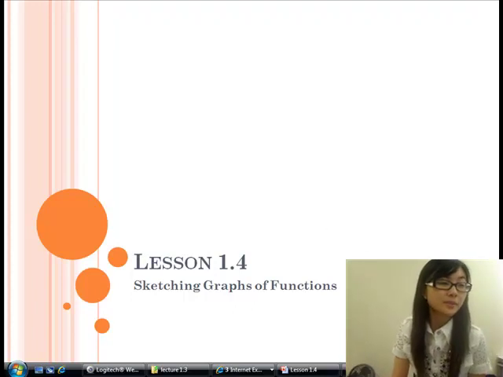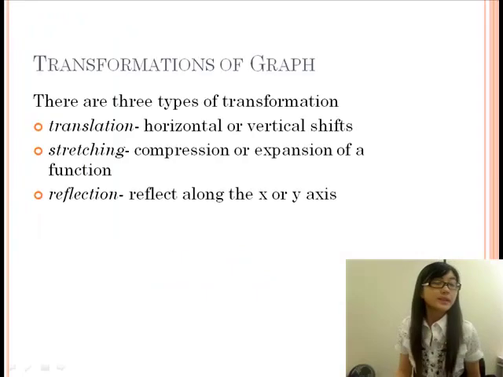Hi guys, so we're doing lesson 1.4 today, sketching graphs of functions. Let's start out by talking about transformations of graphs.